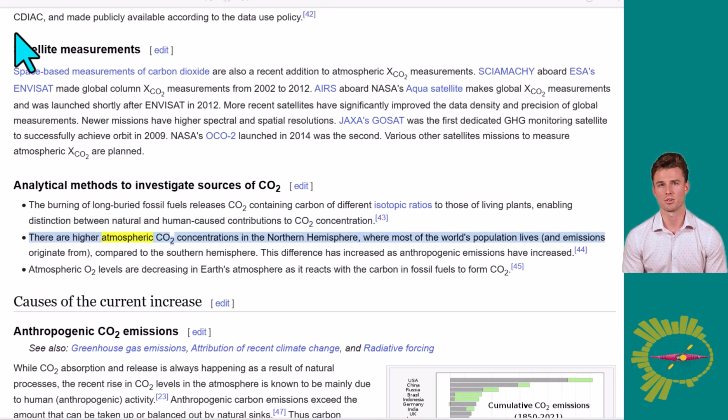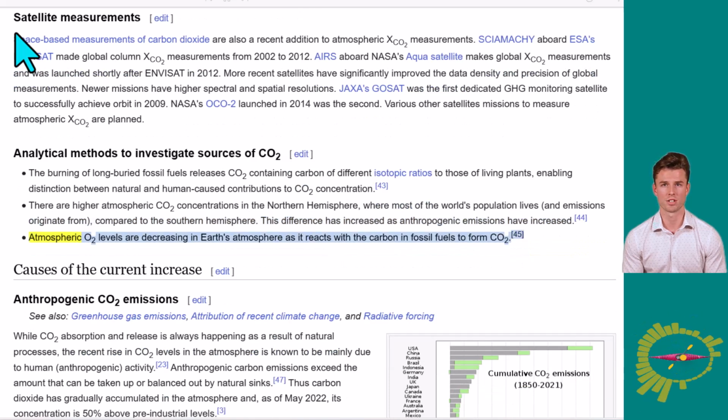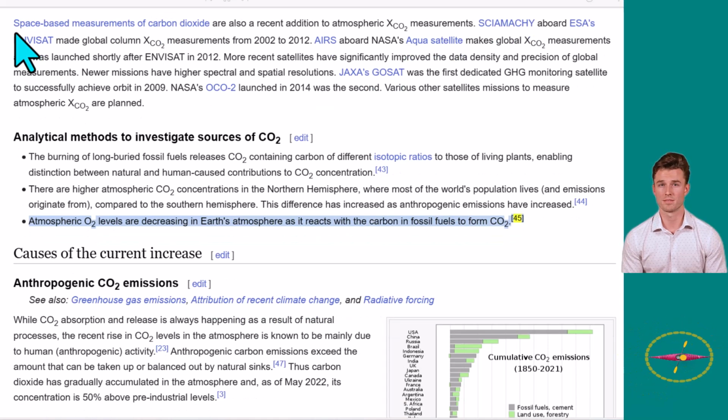There are higher atmospheric CO2 concentrations in the northern hemisphere, where most of the world's population lives and emissions originate from, compared to the southern hemisphere. This difference has increased as anthropogenic emissions have increased. Atmospheric O2 levels are decreasing in Earth's atmosphere as it reacts with the carbon in fossil fuels to form CO2.